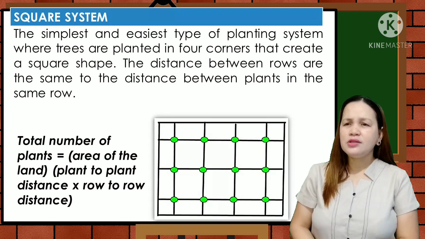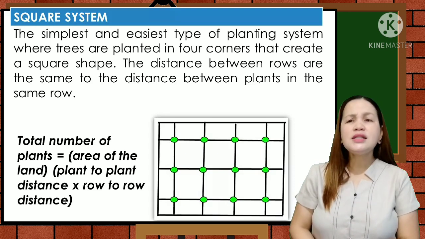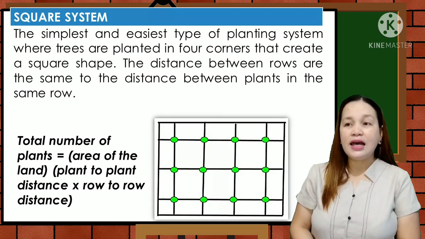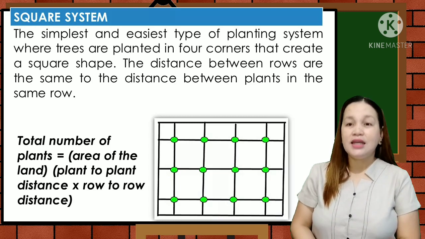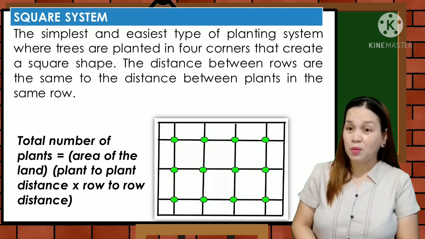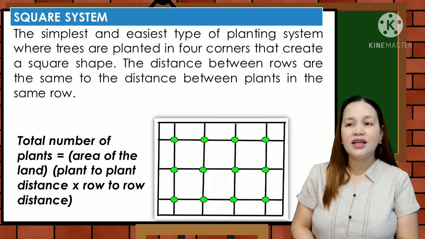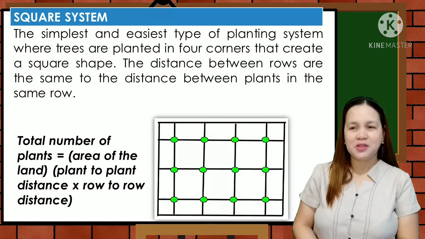Number 1. Square system. This is a common system of planting adopted in the plains. The distance from plant to plant and row to row is kept equal. The planting is done at each corner of the squares.